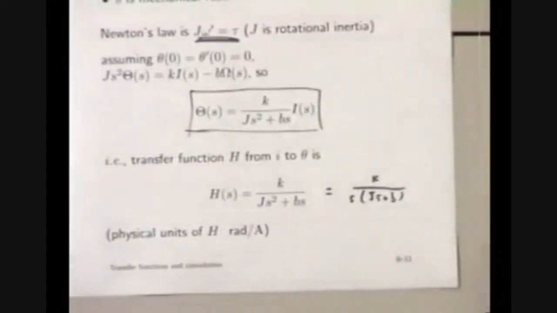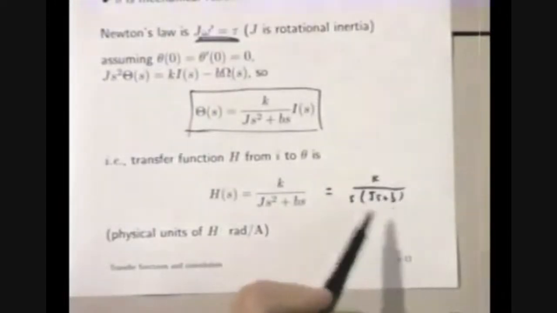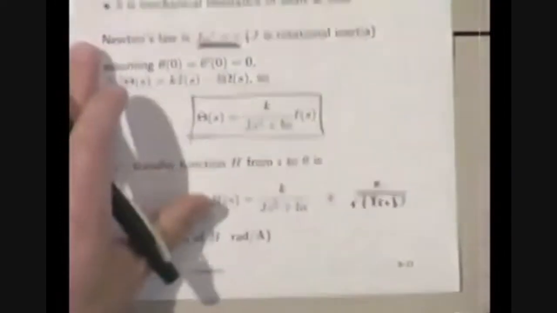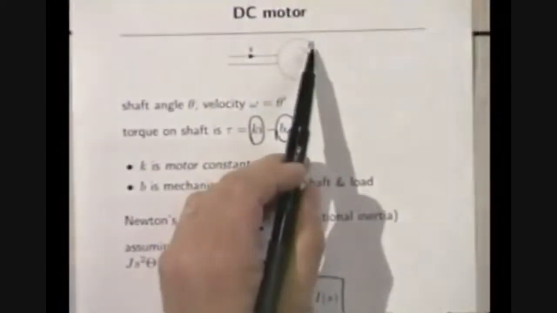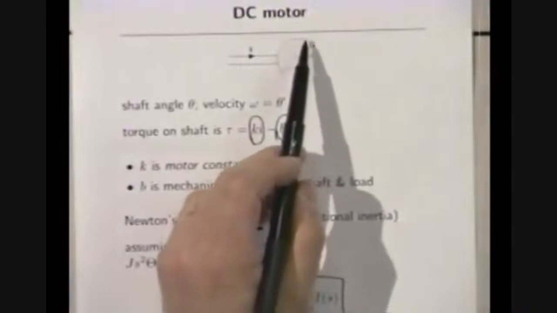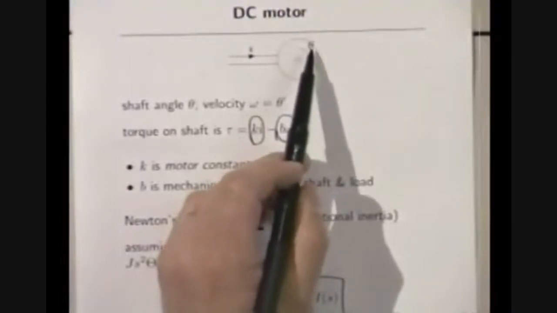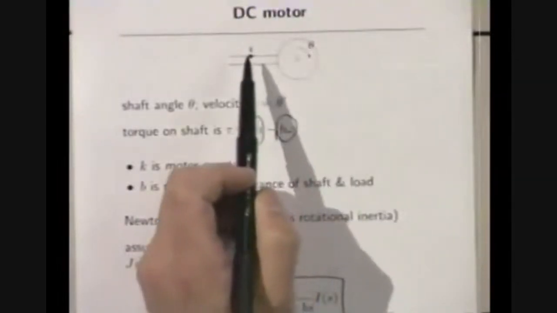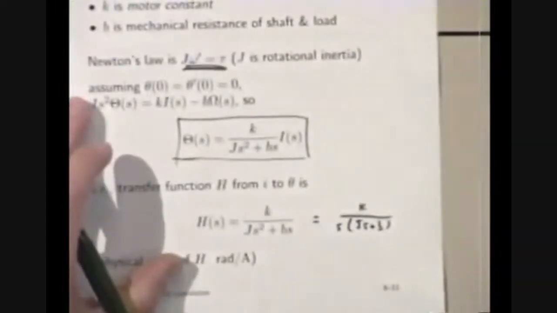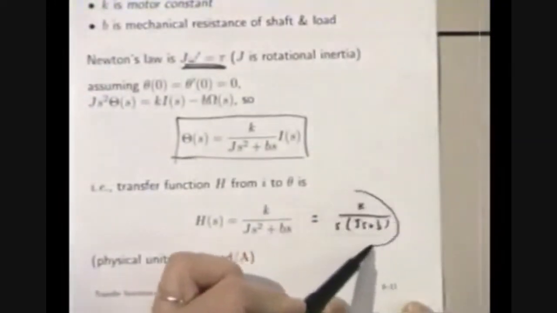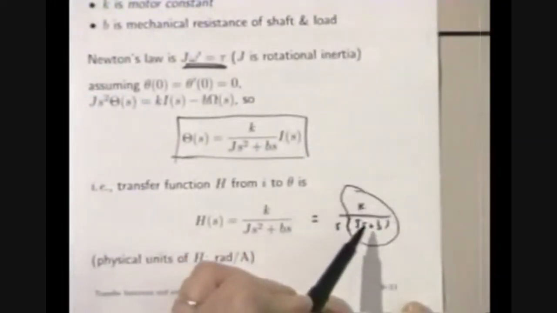And in fact, then this one, k over js plus b, that's a convolution with a decaying exponential. So just by looking at this, if someone says to me, describe the shaft angle of a motor, how is it related to the input current? I would say, well, it's really two things. First of all, there's this term, which is convolution with an exponential. They'd say, why is that?